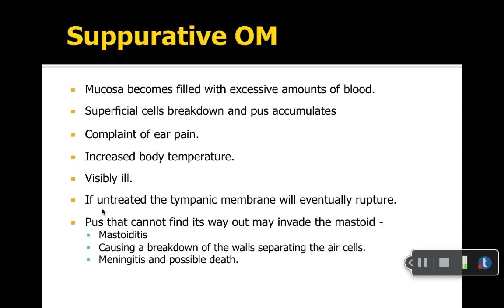With a suppurative otitis media, the mucus may become filled with excessive amounts of blood. This is a very serious otitis media. The superficial cells will break down, and pus will accumulate, with pain in the middle ear, fever, and the person visibly ill. If it's left untreated, the tympanic membrane will eventually rupture, and the infection can invade the mastoid bone, causing mastoiditis, breakdown of the walls separating the air cells, and meningitis and possible death.